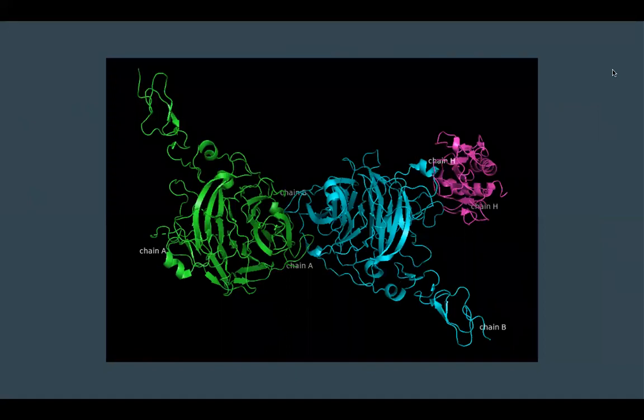Then the secondary structure is when, as we know, alpha helices and beta pleated sheets come together via hydrogen bonds, link together, creating the secondary structure of the protein.